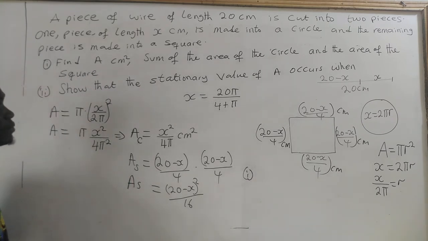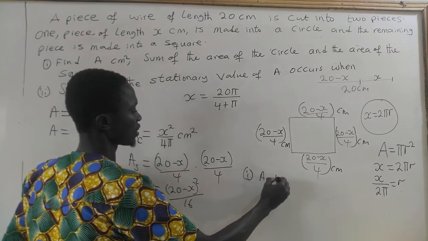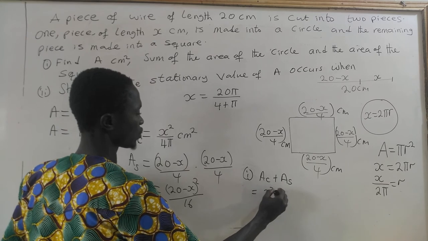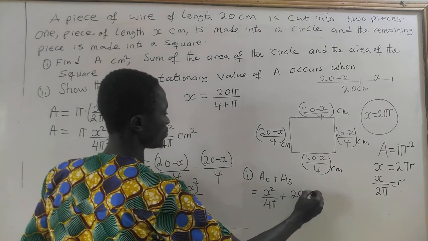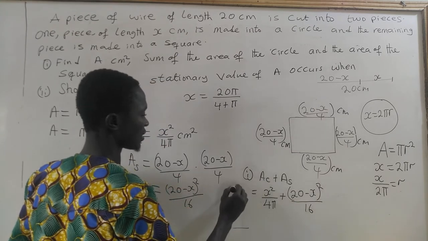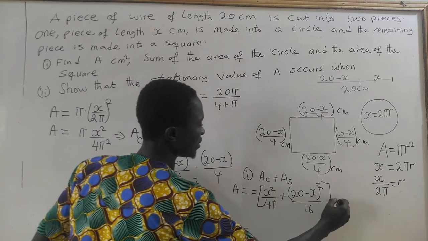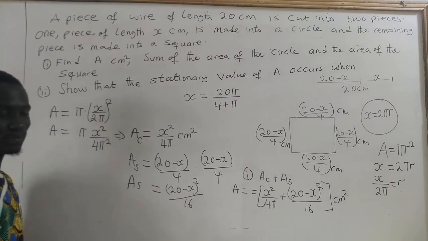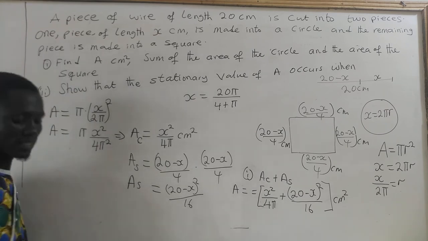You have to find the area in centimeters squared. So let's find the area in centimeters squared. The area will be the area of the circle plus the area of the square. That will give us x squared divided by 4 pi plus (20 minus x) all squared divided by 16 as the total area, in centimeters squared. That's the answer for part I. We are not going to simplify it. Let's leave it there because we are going to use it here.